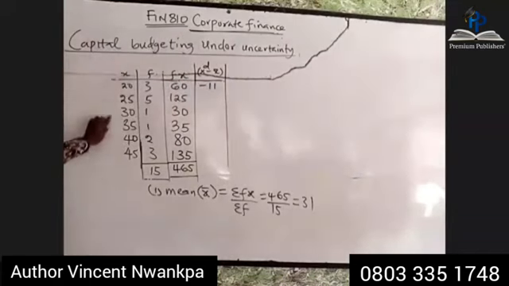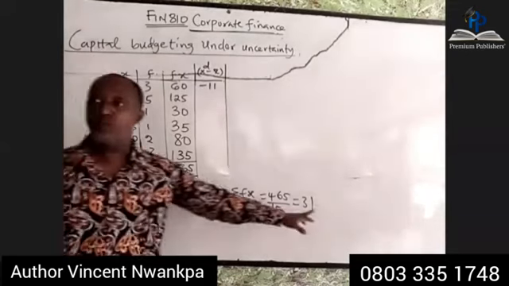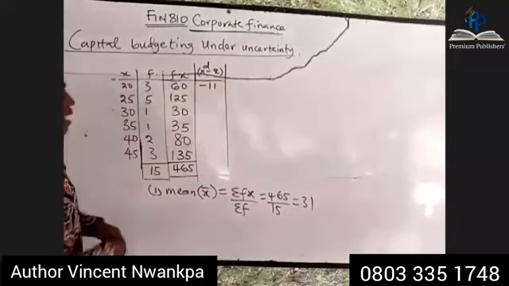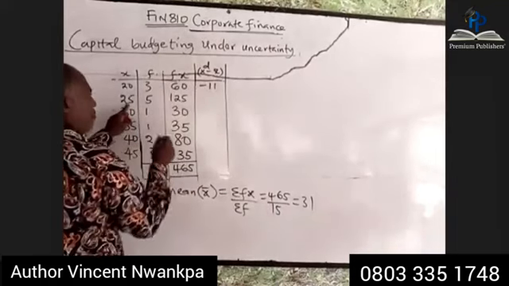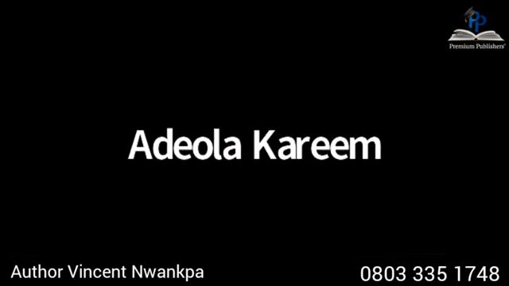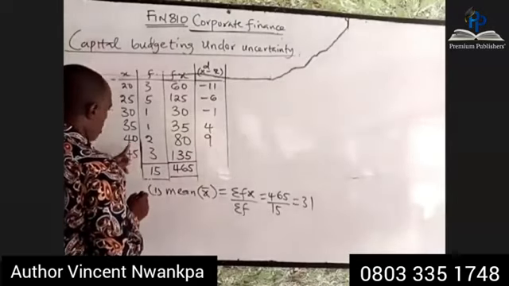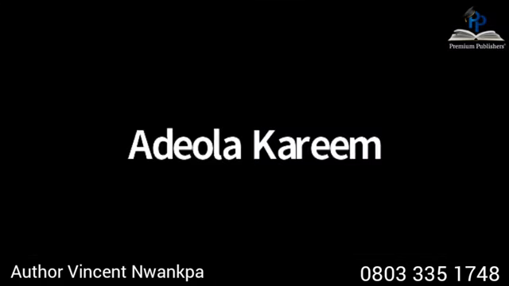Our original cash flow, are you following? Which is the X here, minus the expected value, will give us the deviation. That will be having minus. Now we have 25, that will be minus 6, 30 minus 1, 35 minus that will be ordinary form. And 40, that will be 9. 45, that is 14.